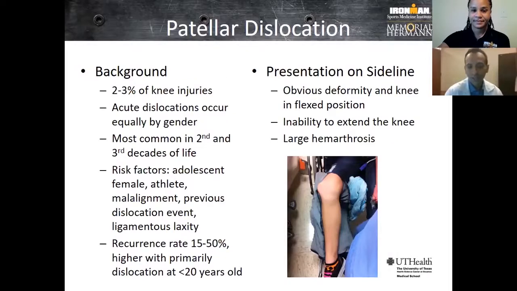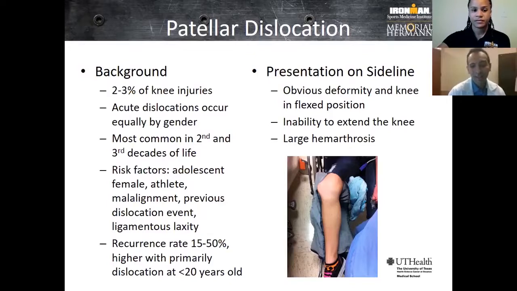Our next topic is another common topic. This is an injury made famous by Patrick Mahomes. He had this patellar dislocation at the end of the season last year and was able to return successfully. It occurs in 2 to 3% of knee injuries. It's equal by gender. It's most common in the second and third decades of life, usually adolescents, females, but definitely can happen in the male population too.